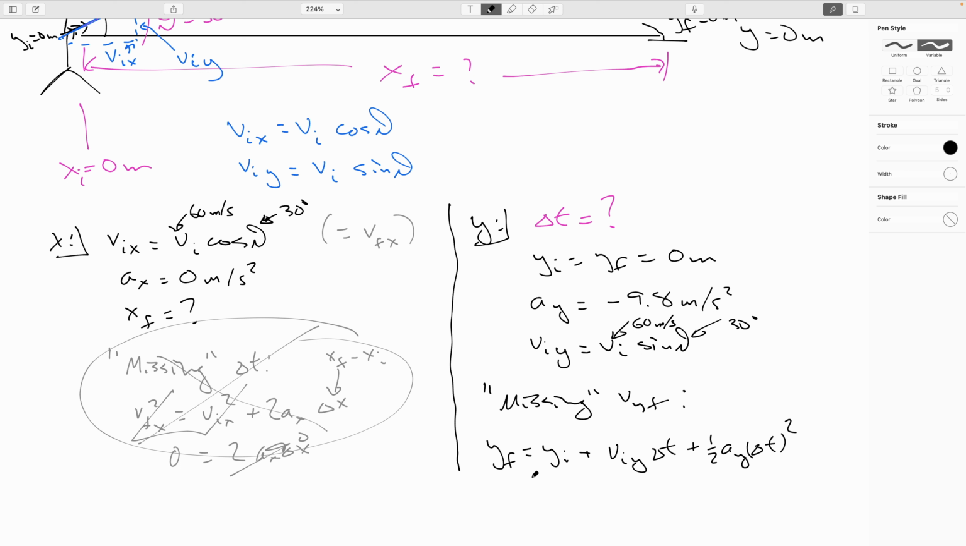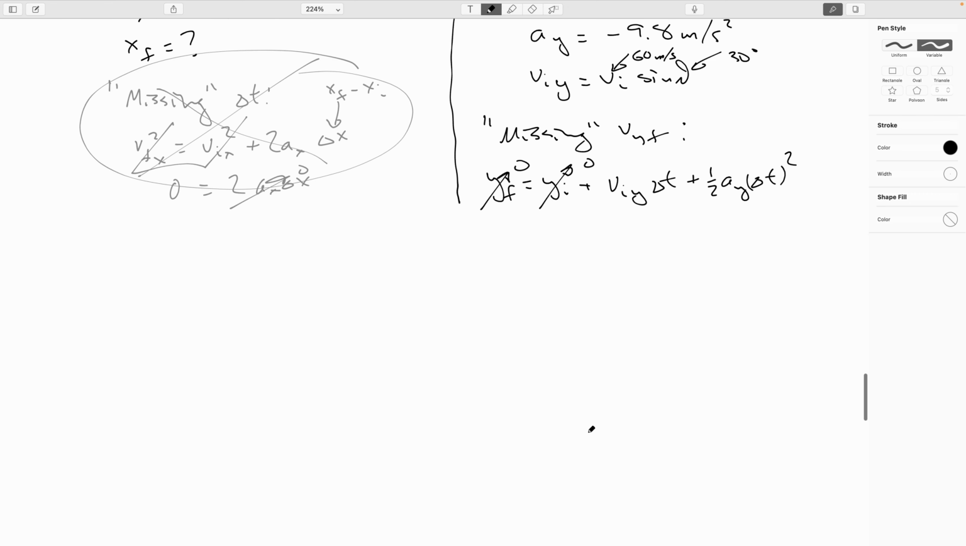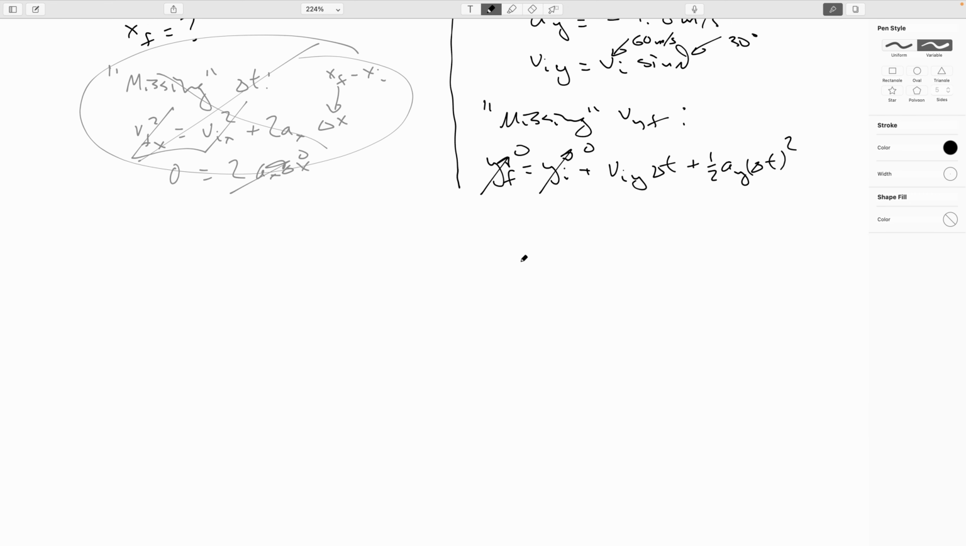Again, I'm not a fan of putting in numbers with the exception of 0. Now, y final and y initial are both 0. So, okay, that's looking promising. And we can solve, so what are we left with? We've got 0 equals. Now, each of these terms left here has at least 1 power of delta t in it. So to solve this kind of a thing, we're going to factor out a delta t.